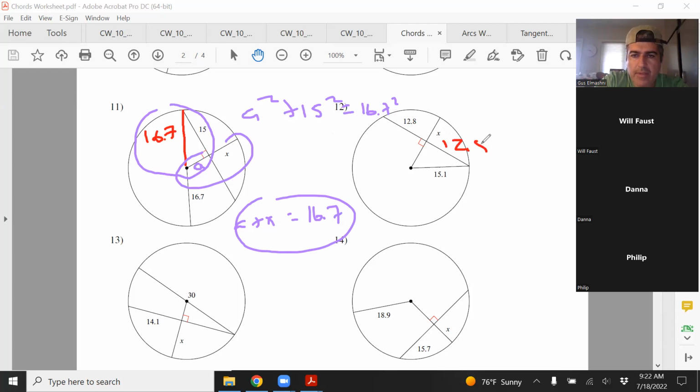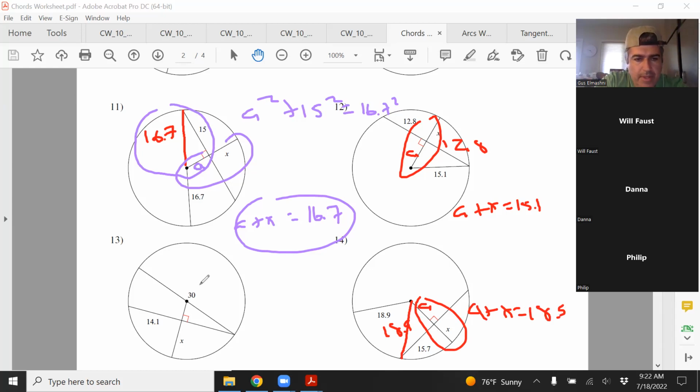That's 12.8. Yeah, you can use Pythagorean theorem to solve for A here, and then this right here equals 15.1. So 12 is very similar to 11. That equals 15.1 because 15.1 is a radius. And then I'm guessing you probably just do the same thing. That's 18.9 right here. Call this A, do Pythagorean theorem, solve for A, and then A plus X equals 18.9.